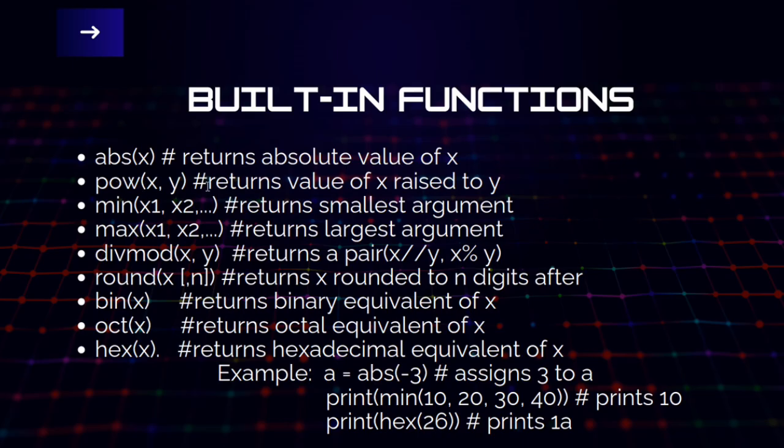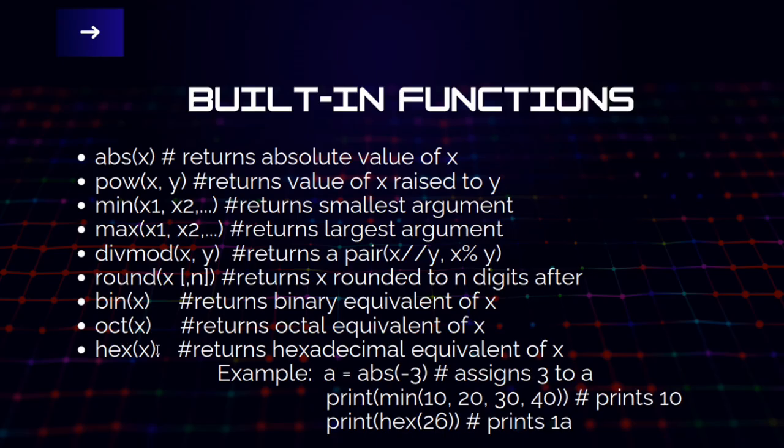pow returns value of x raised to the power y, min of x1, x2 and so on returns smallest argument, max of x1, x2, x3 till xn will return the largest argument. divmod(x, y) returns a pair: x floor division y, x modulus y.